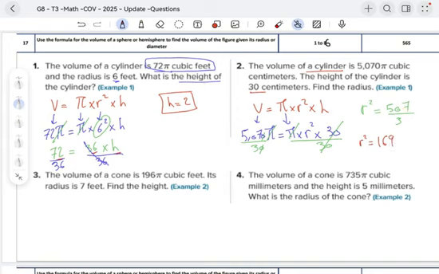Okay, the last step, we need to find the value for r, not r squared. So we're going to take the square root for both sides. The square root of 169 is 13. So the radius is 13.